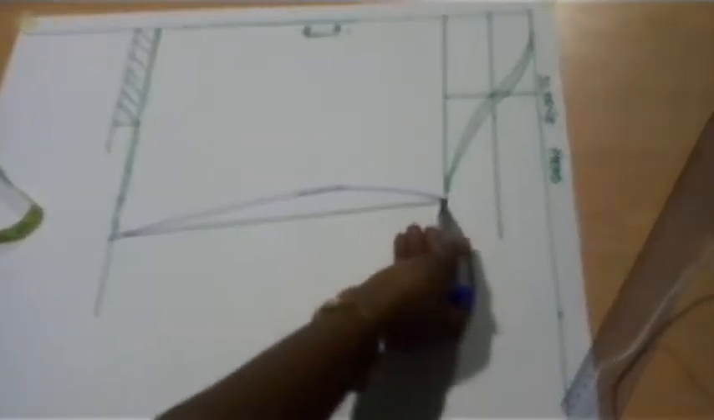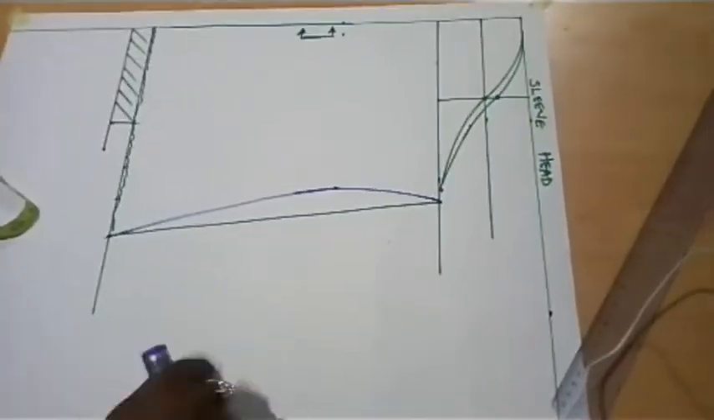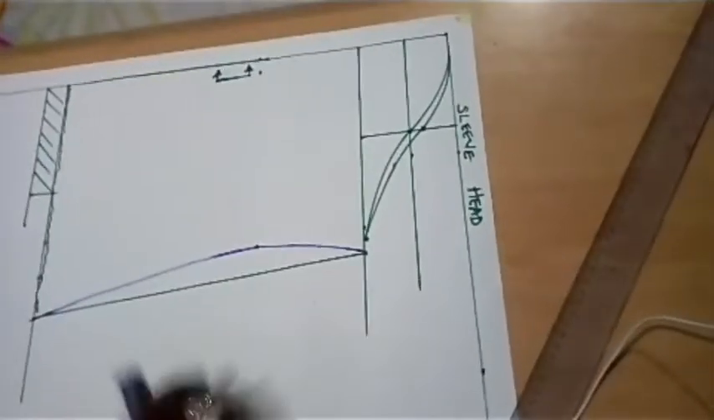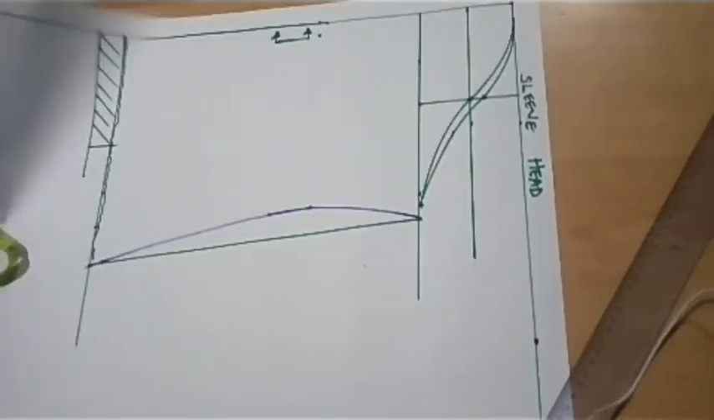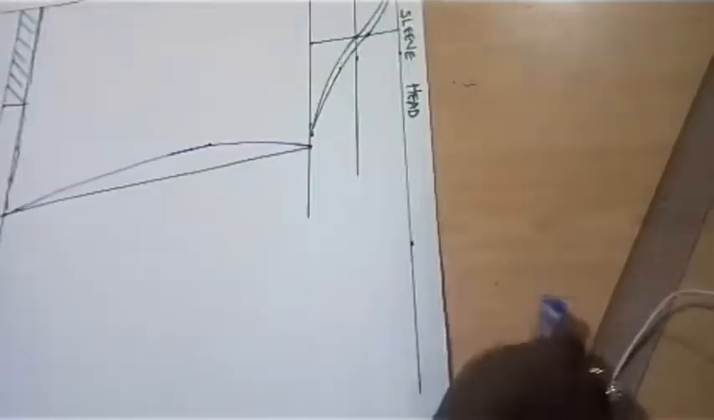Okay, so you can cut through this line, you can cut through this line. It depends on the kind of sleeve you want. But for the sleeve you are seeing on that screen, you go through this line. So I'm going to cut off this sleeve right now. Then I'm going to show you how to take the measurement of that pleating you have on the chest.